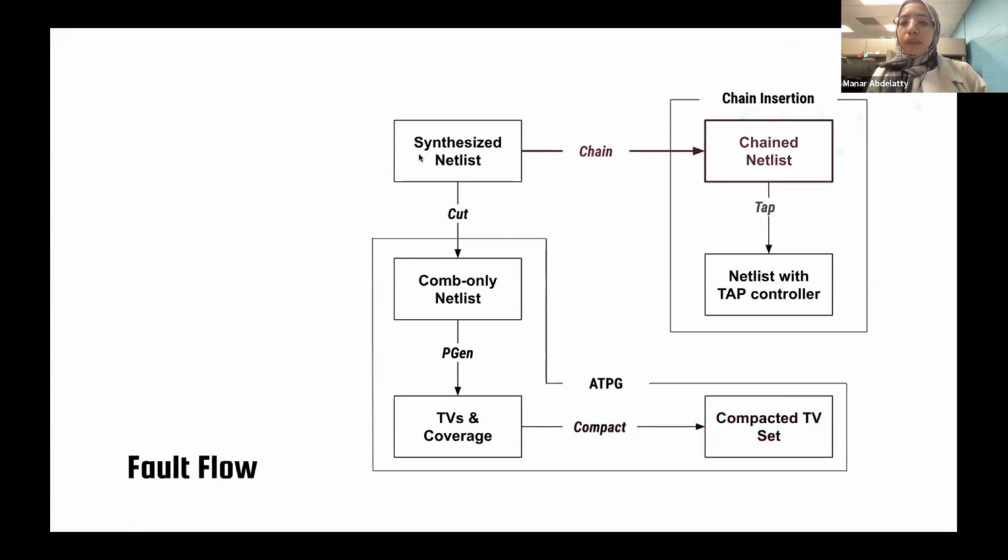For the chain insertion part, we have two main processes. We have the chain process, which constructs a scan chain through the netlist flip-flops. And the final process that we have is the tap process, and this process attaches a JTAG controller to the constructed scan chain, and it outputs a netlist with the JTAG controller inside it. This is the final netlist that goes through the rest of the ASIC flow.